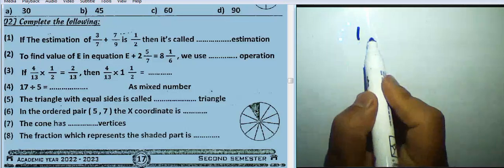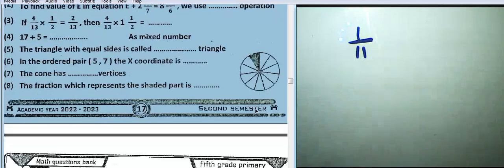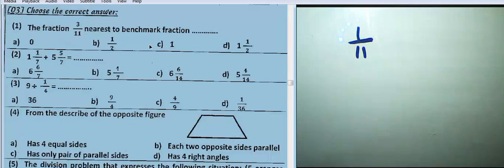Total parts here equal what? 11. So 1 over 11. Okay. Next question here. The fraction 3 over 11, is it closer to 0 or to 1, using the benchmark one half? Half of 11 equals 5.5. Then 3 is compared to half of the denominator.